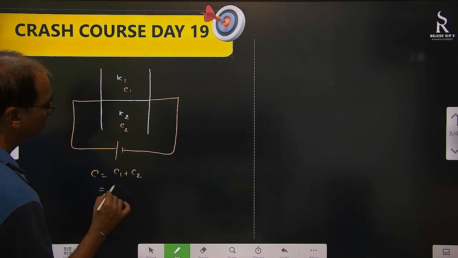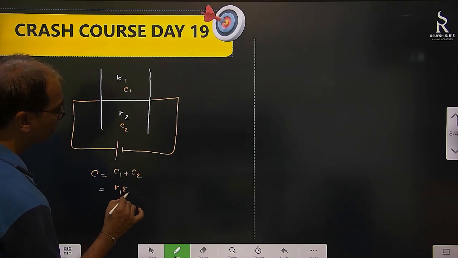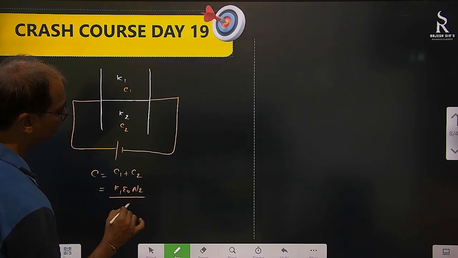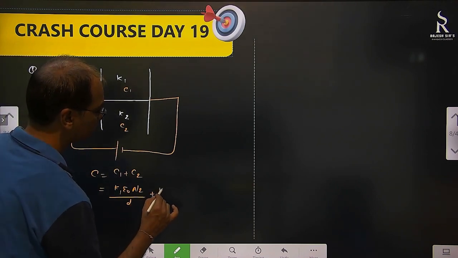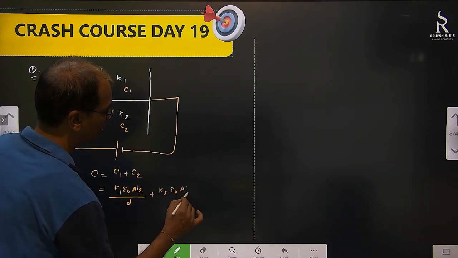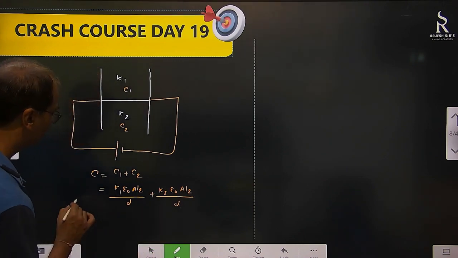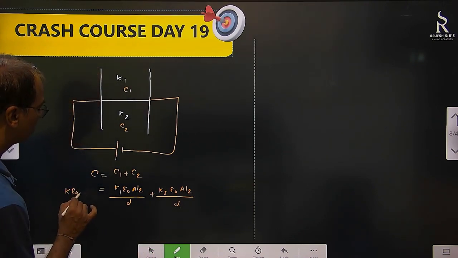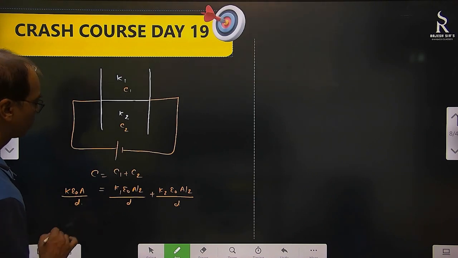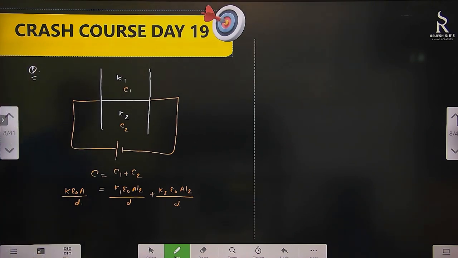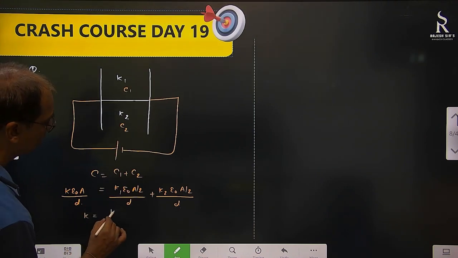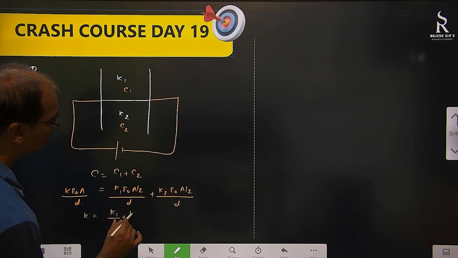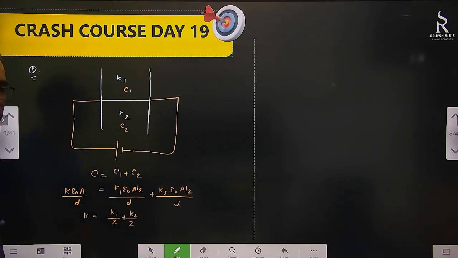So what you can do? K1 epsilon naught A by 2 by D, here area has become half. Same way this one, K2 epsilon naught A by 2 by D. And here you will write K effective epsilon naught A by D. So what you will be getting? Epsilon naught A by D we can cancel. So K equal to K1 by 2 plus K2 by 2, that is K1 plus K2 by 2.